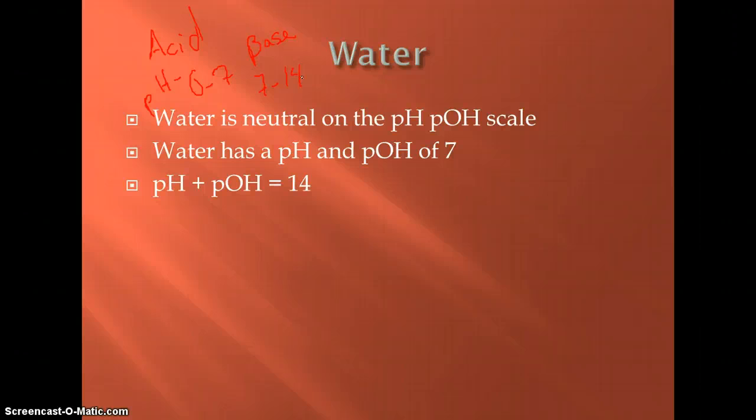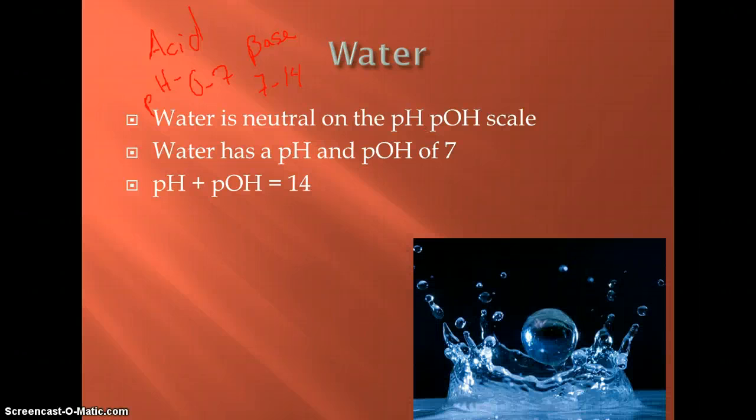So any time we have to figure out, okay, if I know a base, I can figure out its pOH. Well, how do I determine what its pH is? Well, the two numbers always add up and equal 14. Again, 7 and 7 if we're dealing with water. They always add up to 14.